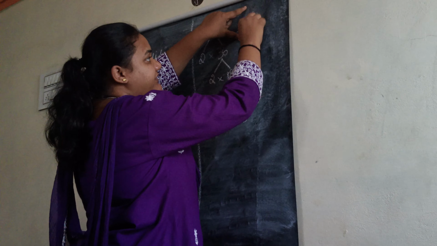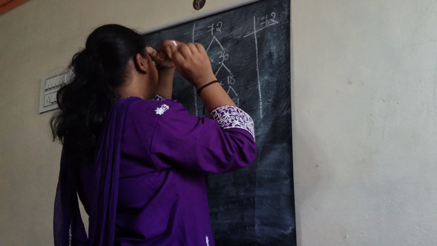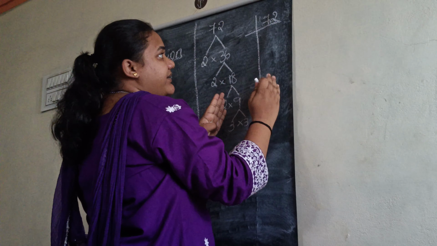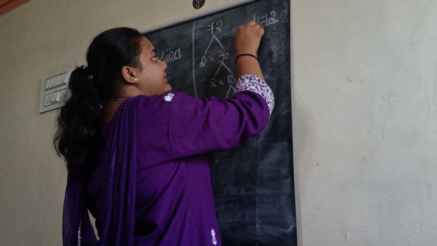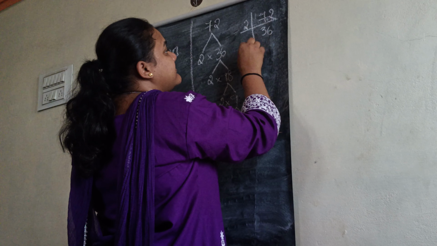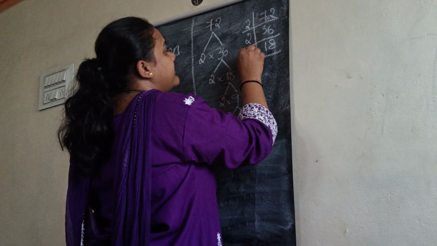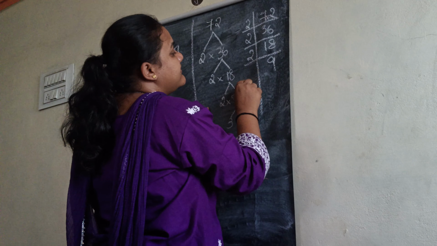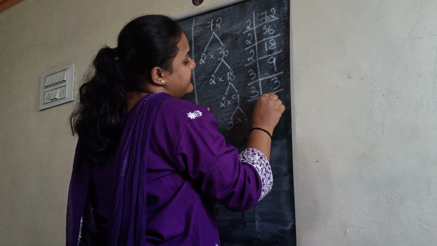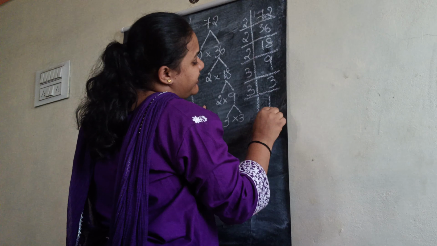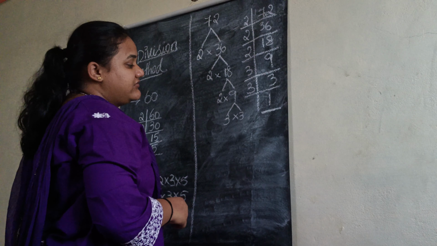In the same pattern, when we come to the division method, the answer will be the same, but the process and the way of writing will be different. 2 36s are 72, 2 18s are 36, 2 9s are 18, 3 3s are 9, 3 1s are 3. Always the remainder should be 1. Until we get 1, we keep dividing.